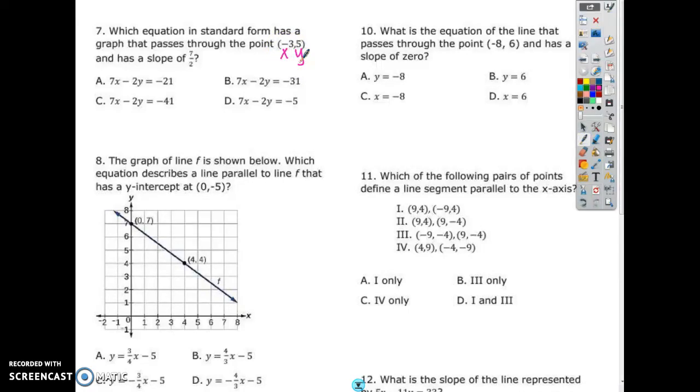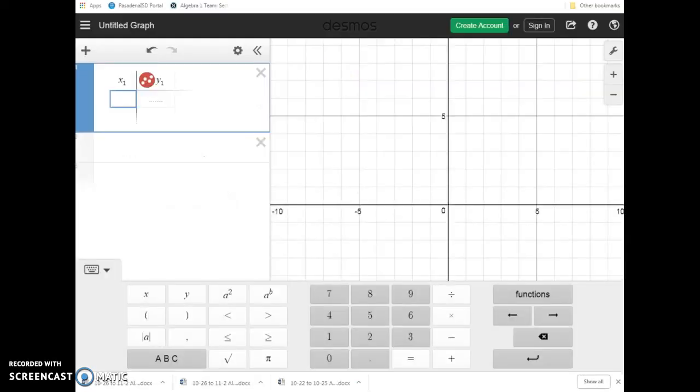We're going to put our point in Desmos, and then we're going to check to see which one of our equations, okay, we're going to put them in Desmos, and see which one of our equations passes through the point negative 3, 5. Okay? So I go here and I put in my table already. So then I put in my points, negative 3 and 5. And then I just type in my equations.